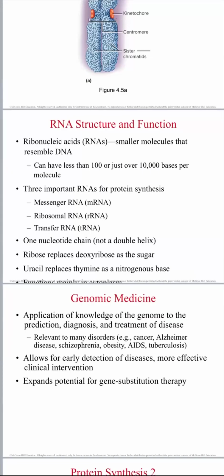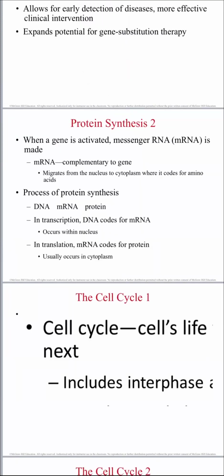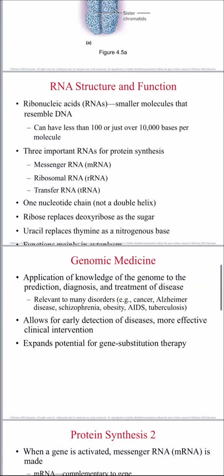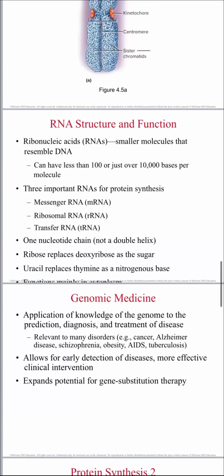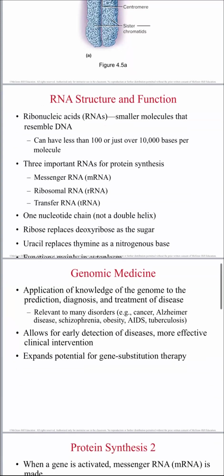RNA structure and function. Remember, DNA is that master cookbook, right? That tells you how to make all the dishes that a chef or cook might make. So it's important because it's going to be there to give us the ingredients list and how to make things. RNA is the cook, the chef, the one that reads it, right? It's the one that brings all the ingredients together. That's what RNA is.